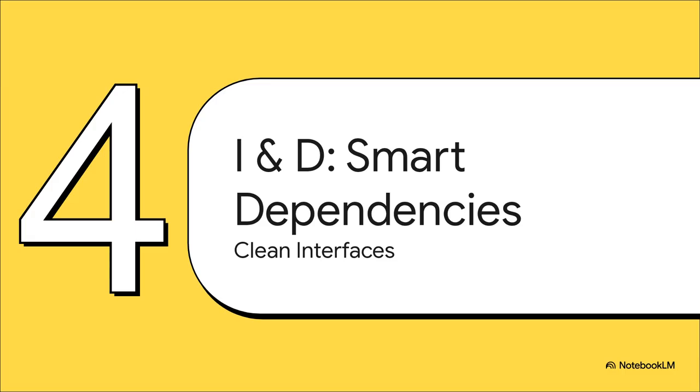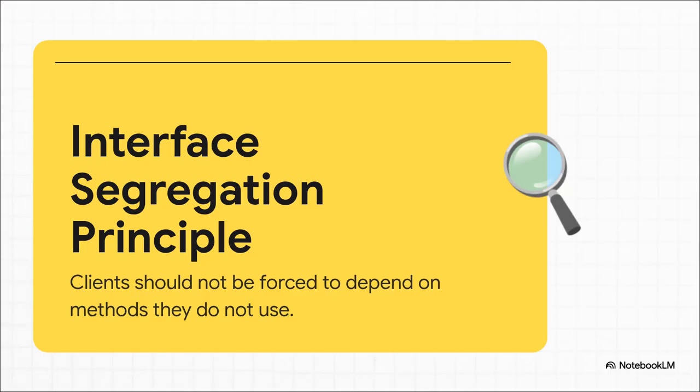Okay, we're on the home stretch. Let's wrap this up with the last 2 principles, I and D. These are all about designing clean interfaces and getting smart about how different parts of our code depend on each other. So the I is for the interface segregation principle. This one is all about fighting against what we call fat interfaces.